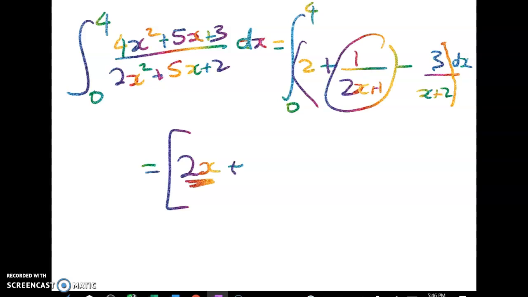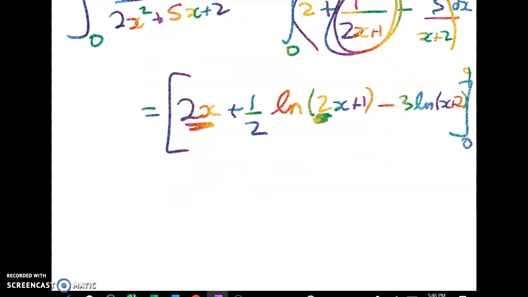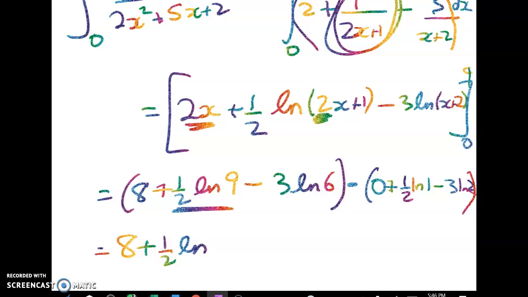Now, this is 2x. Here, we just have to be careful that the antiderivative is the log of 2x plus 1, but by the chain rule, I end up with a 2 when I differentiate. So I have to multiply by a half. And here we've got 3 log of x plus 2 between 4 and 0. Substituting in gives me 8 plus a half log, 2 fours are 8, plus 1 is 9, minus 3 log 6, minus 0 plus a half log 1 minus 3 log 2, which gives me 8 plus this. I'll leave it how it is, half log 9 minus 3 log 6. This is 0, plus 3 log 2.